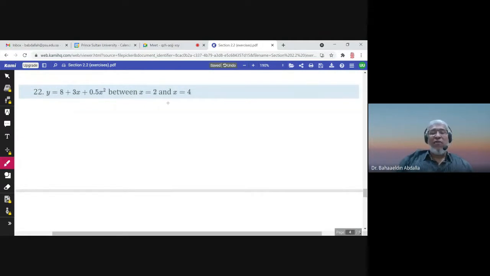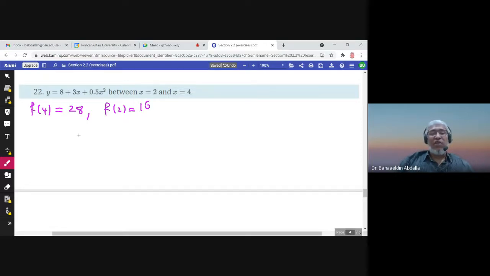Here also, average rate of change. We find f of 4. Let us find it with the calculator: 8 plus 3 times 4 plus 0.5 times 4 squared, or 16. Then the answer is 28. f of 2: well, it is 8 plus 3 times 2, that's 6, plus 0.5 times 2 squared, or 4. So the answer is 16.